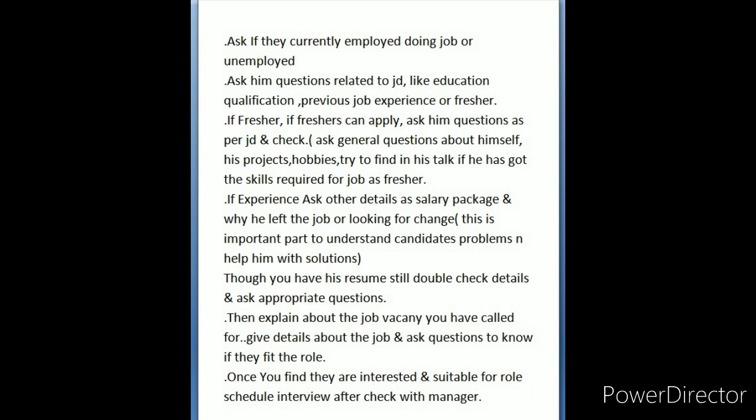So once you find the candidate is interested and suitable for the job role, then schedule the next round of interview with your manager or your senior. Okay, if they don't fit the role, then tell them politely that you will check and get back, or you can just tell them politely that this particular job is not suitable for your profile. You will get back to him once we have anything relevant to his job profile. Okay.